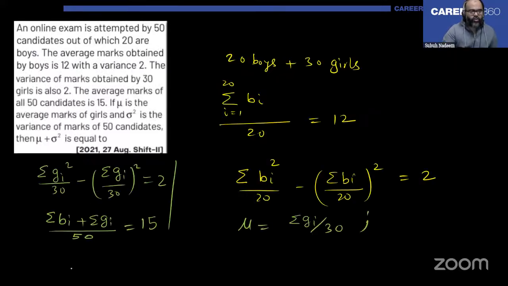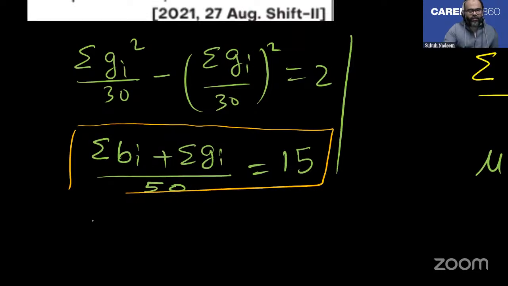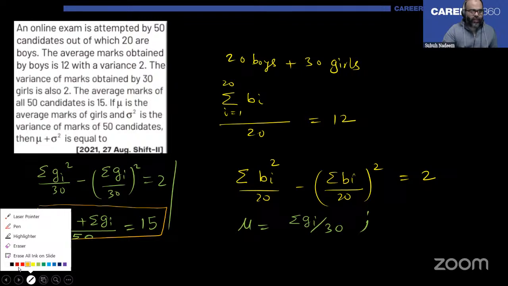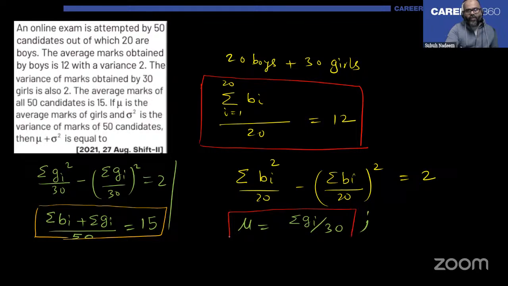In order to do this, first, as you can see, this condition, sigma of Bi plus sigma of Gi by 50 is equal to 15. Here, from this condition, sigma of Bi by 20 is 12, and from here, sigma of Gi by 30 is mu. So we use all these three.